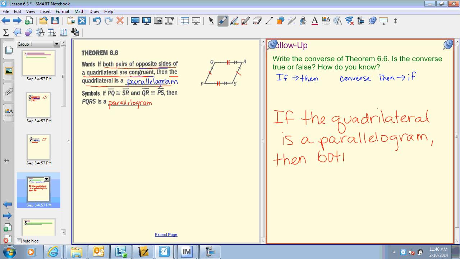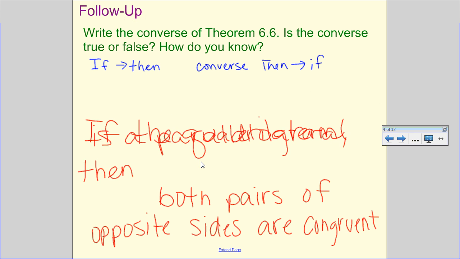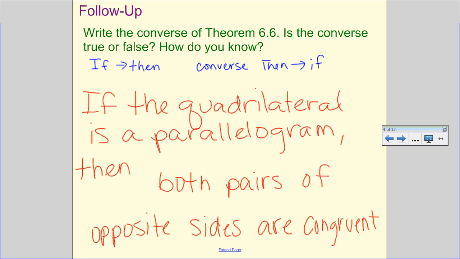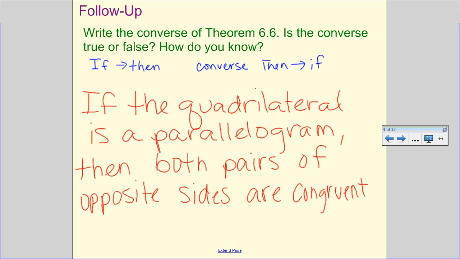Then both pairs of opposite sides are congruent. All right. Is it true or false? How do we know? Well, it is true. And the reason we know that is we learned that in lesson 6.2, I believe. Lesson 6.2. That was our very first theorem. So this was our first parallelogram theorem.